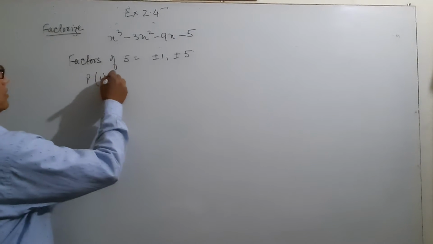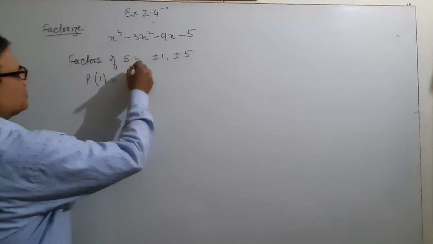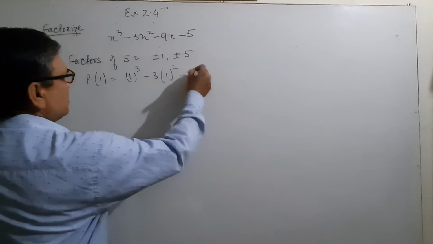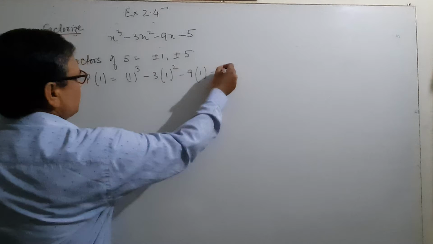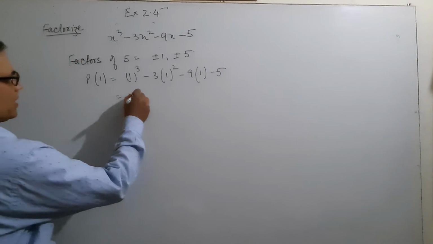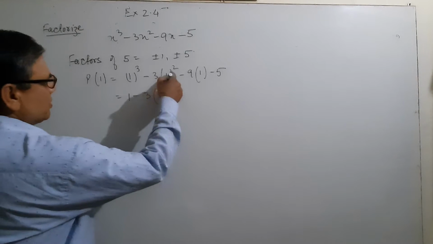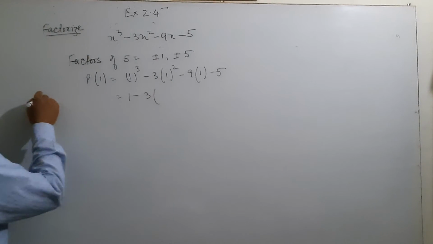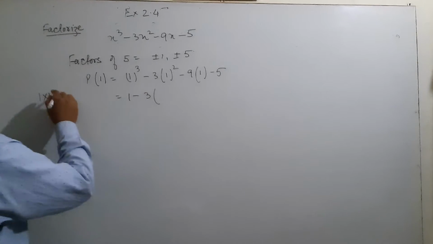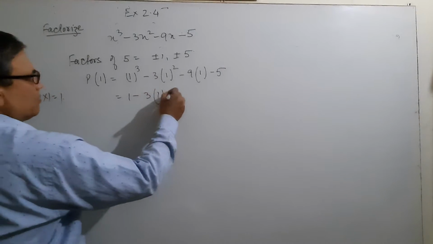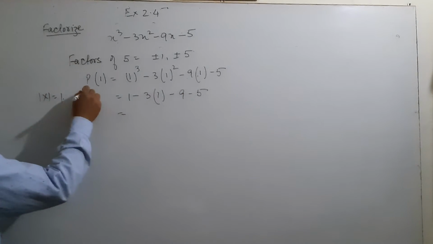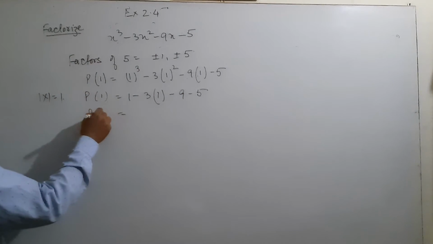If you put 1, then 1 cube minus 3 times 1 square minus 9 times 1 minus 5. And your answer: 1 cube is 1, minus 3 times 1 square. 1 square means 1 multiplied how many times? Two times, which means 1. Then it is 1 minus 3, minus 9, minus 5. This is P(1).